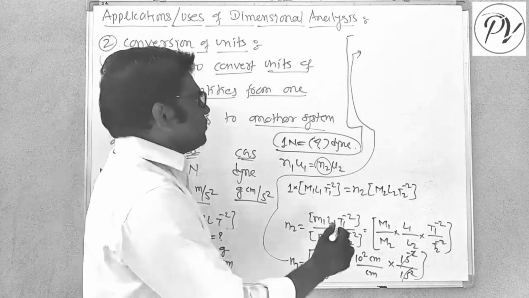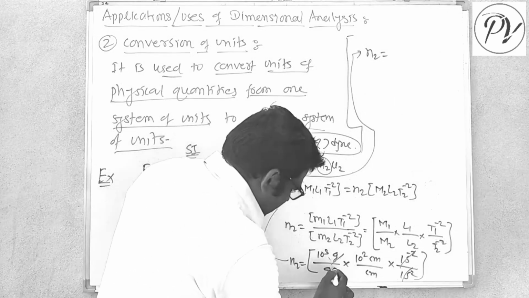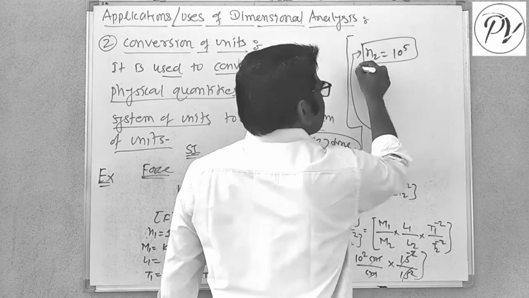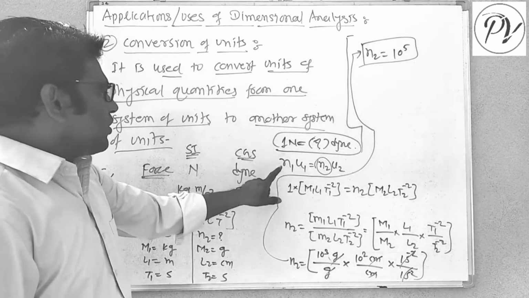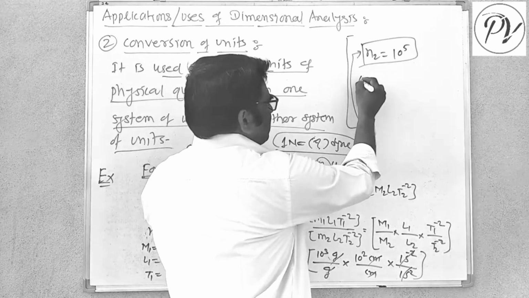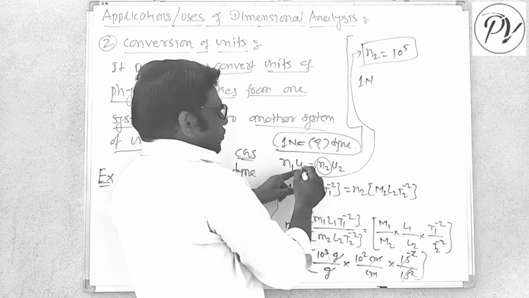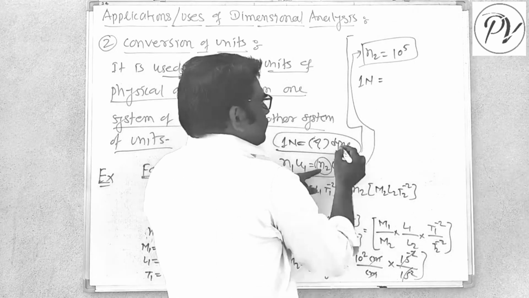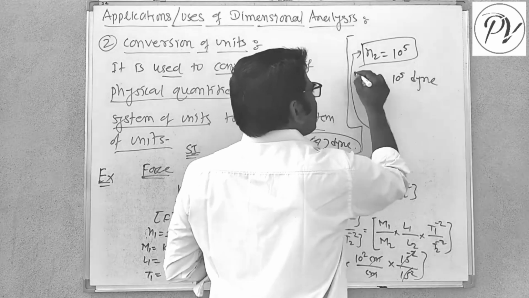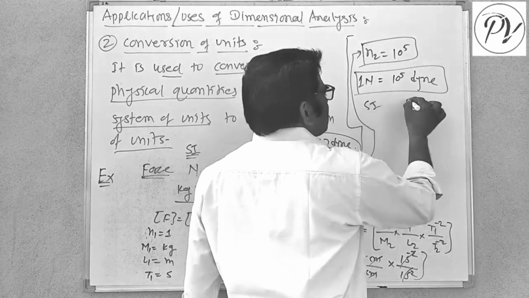Now look, N2 is equal to, this cancels, this cancels, 10 raised to 5. Okay, means what? N1 U1 is equal to N2 U2. N1 is 1, U1 is Newton. 1 Newton is equal to N2, which is 10 raised to 5, and U2 is dyne. So 1 Newton is equal to 10 raised to 5 dyne. So in this way we can convert SI into CGS.